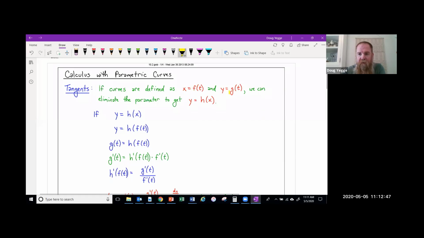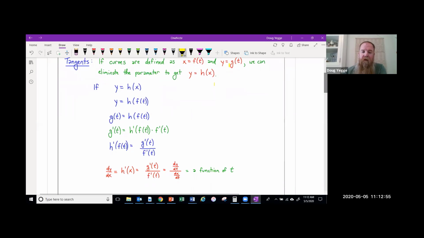But it shouldn't be too surprising, really, because if I wanted to find the derivative of y with respect to x, then really I'm just taking the derivative of g divided by the derivative of f. But that's not surprising because g stands for y and f stands for x. So I'm just taking the derivative of y with respect to t divided by the derivative of x with respect to t.